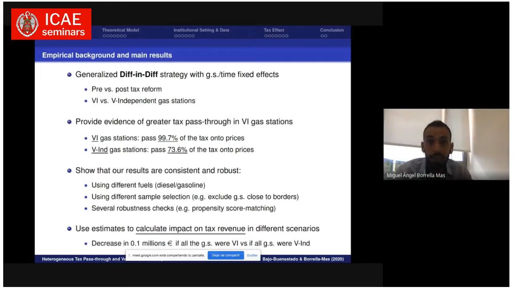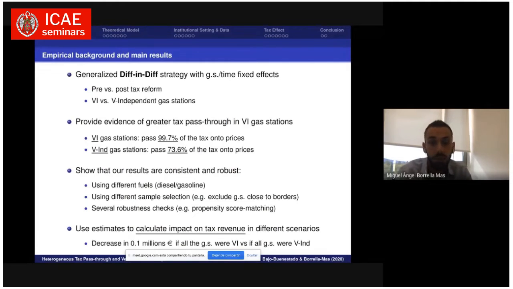This pattern is remarkably stable across various model specifications, types of fuels, and a wide variety of robustness checks. In particular, I would like to focus on the propensity score matching estimation, which corrects for a potential selection effect bias, as the refiner owns a particular subset of gas stations, for instance, all those located on toll roads, that may increase prices to a greater extent following the tax hike.